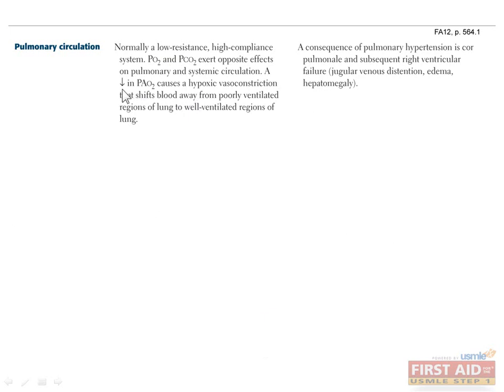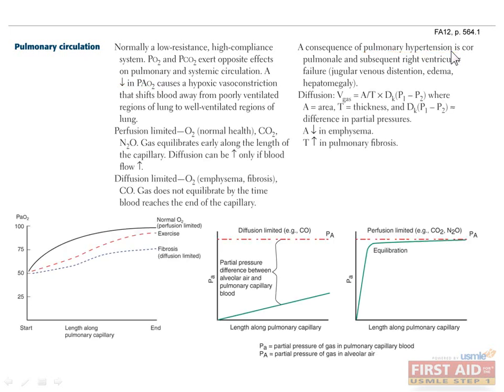Systemically, a decrease in alveolar PO2 shunts blood away from less ventilated regions of the lung. This can lead to pulmonary hypertension, which we'll discuss in a bit. Another important concept to understand is when and how gas exchange is limited by either diffusion or perfusion. In healthy individuals, gas exchange is limited by perfusion. So what does perfusion limited mean?